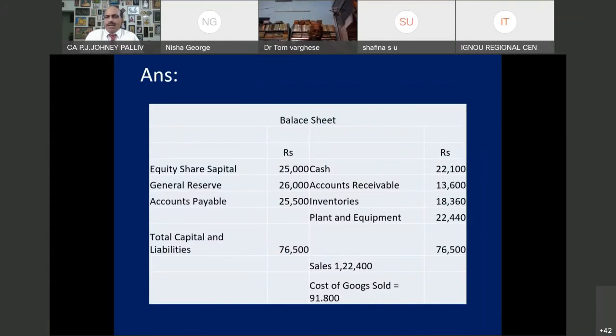Account receivable and the debtors are the same. It's a different term for debtors. The term account receivable is a substitute for debtors. Clear? Now, what is the total of the balance sheet, asset side?